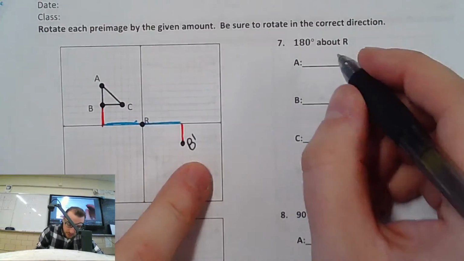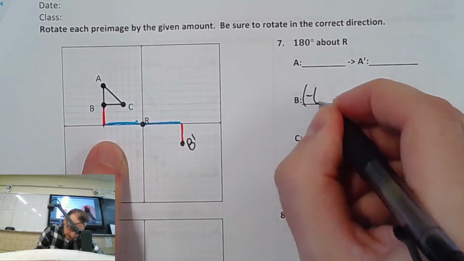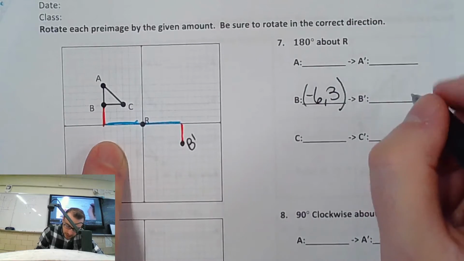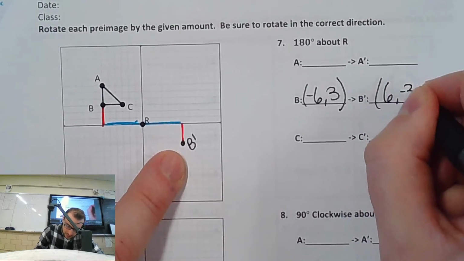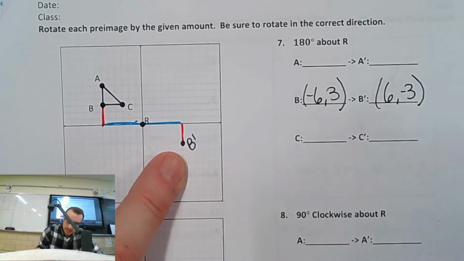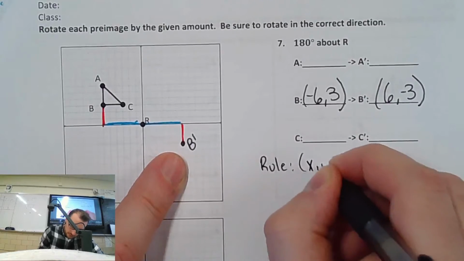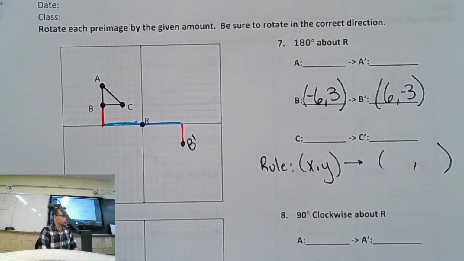So let's write down B's coordinates. B is 1, 2, 3, 4, 5, 6 to the left, and 3 up. B prime is 6 to the right, and 3 down. So it doesn't say the rule here. I don't know why that got deleted. So write this in. Sorry for that. I think I tried to delete it on the next 3, and I accidentally deleted it on this 3 as well.